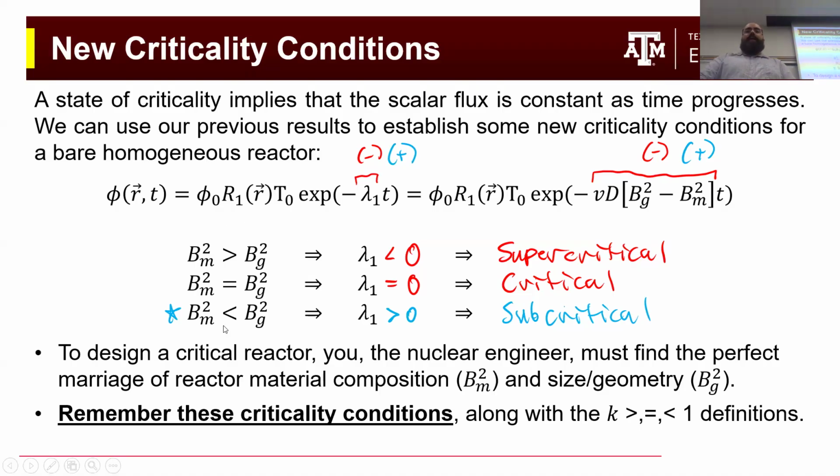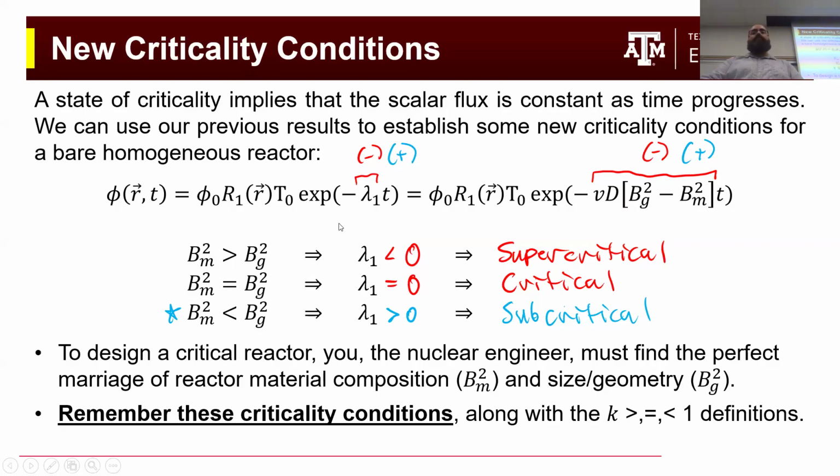And then if your geometry properties overpower your material properties, you might have a system that can fission, but it's too big to actually allow for the chain reaction to continue, or maybe the geometry is such that it has so much leakage that it can't sustain that chain reaction.